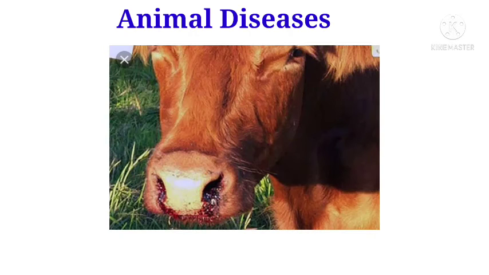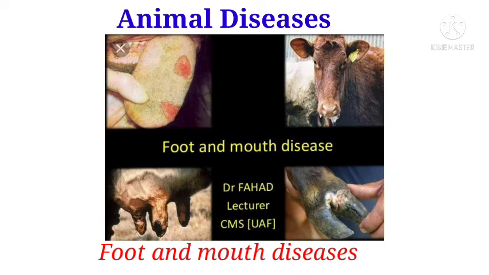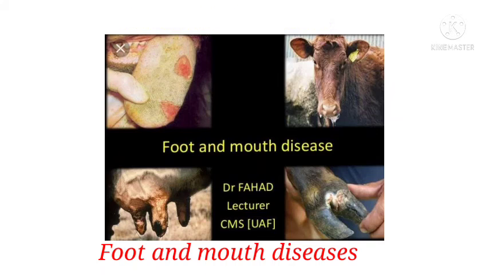Now we shall discuss some animal diseases. Not only human beings, but animals are also affected by diseases. For example, anthrax is a disease seen in animals, which is caused by bacteria. Then inflammation of the udder is also caused by bacteria. Also, there are several foot and mouth diseases in animals which are caused by virus.